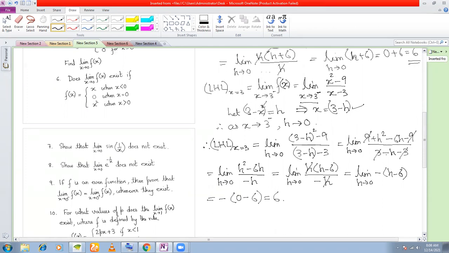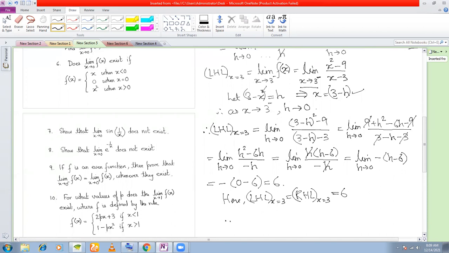So what do you see? You see that the left hand limit and the right hand limit both are equal. So left hand limit at x is equal to 3 and the right hand limit at x is equal to 3 are both equal, right? And both are equal to 6. Whatever they be equal to, it doesn't matter, but they must be equal. They are equal. So therefore, what can we say?